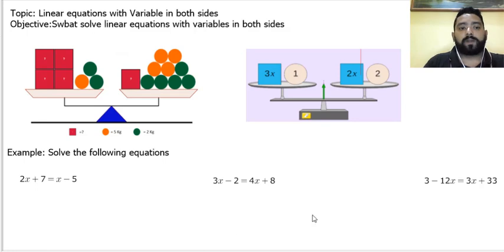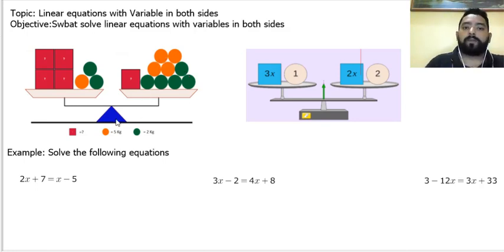To start with this topic, I'm going to explain using these two weight scales. As you can see, here we have this square and we have this square with a question mark. The question mark we can use as a variable. And then we have three circles. One circle is orange and the other two circles are green ones. And on the other side of the weight scale, we have one square, five green circles, and four orange circles.